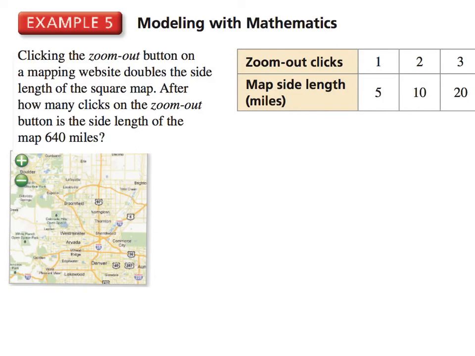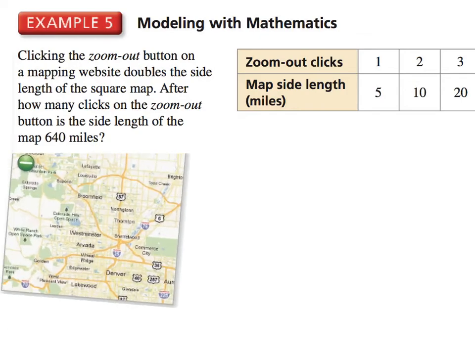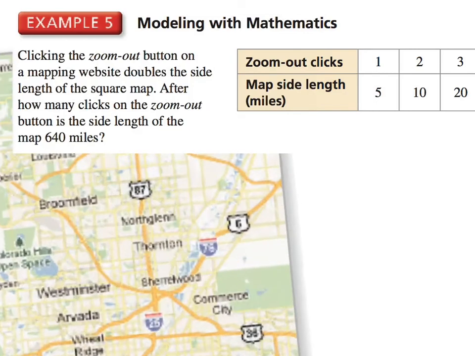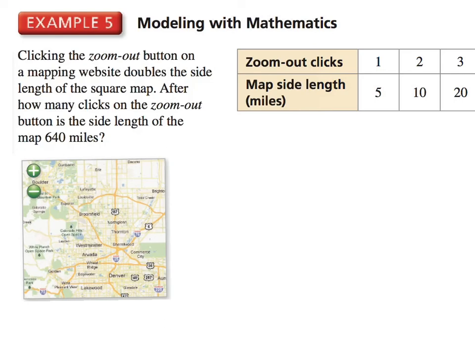Example 5. Clicking the zoom out button on a mapping website doubles the side length of the square. So bam, we keep enlarging it. We've done that before. We've hit one of these arrows to increase or decrease the size of a map or something that we're looking at. After how many clicks on the zoom out button is the length of the map 640 miles? The first thing we have to do is this. Now I want you to write this down because I'm going to take it off the screen so I have enough room. So make sure you write down this chart and the 640 miles.